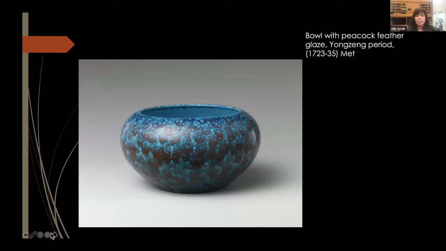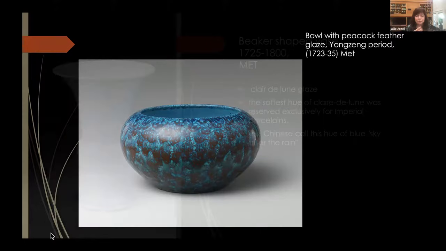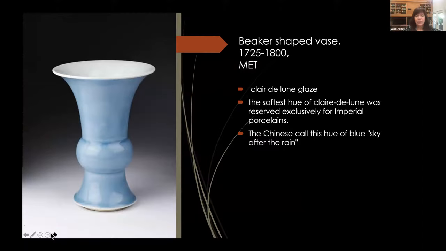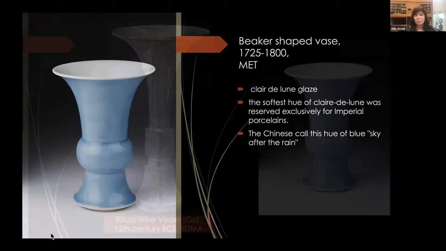Of these kind of moonlight glazes that were made different colors. This particular one is in the shape of, again, a vessel that comes from an earlier time period, the Qing Dynasty, and I'll actually show you one of those vessels that this is inspired by. And this particular hue is called the sky after the rain, which is just lovely, really lovely. But this is what I'm talking about.